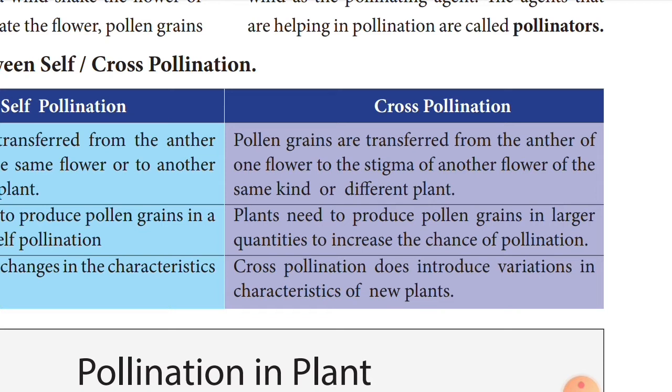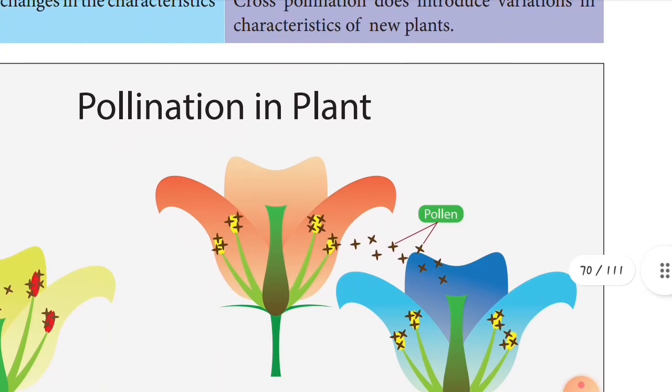Children, you see the cross-pollinated plants? Yeah, you see the new varieties, children? That is the best example of cross-pollination. This is clear to you, children? Yes.